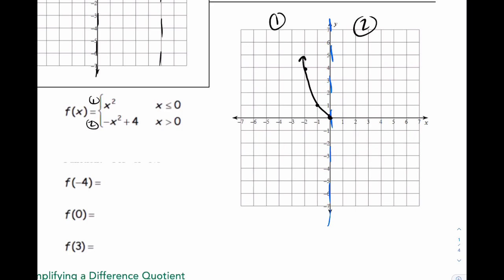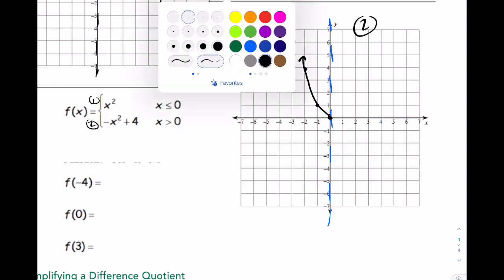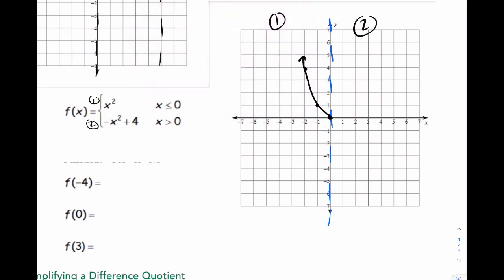Region 1 is done. Now region 2, negative x squared plus 4. Okay, that's interesting. That means if you plug in 0, you get 4. So there's an open circle at 4. And then plug in points for the rest. You can see if you plug in 1, you get 3. If you plug in 2, you get 0. So there's our other part of the graph. Pretty cool graph.